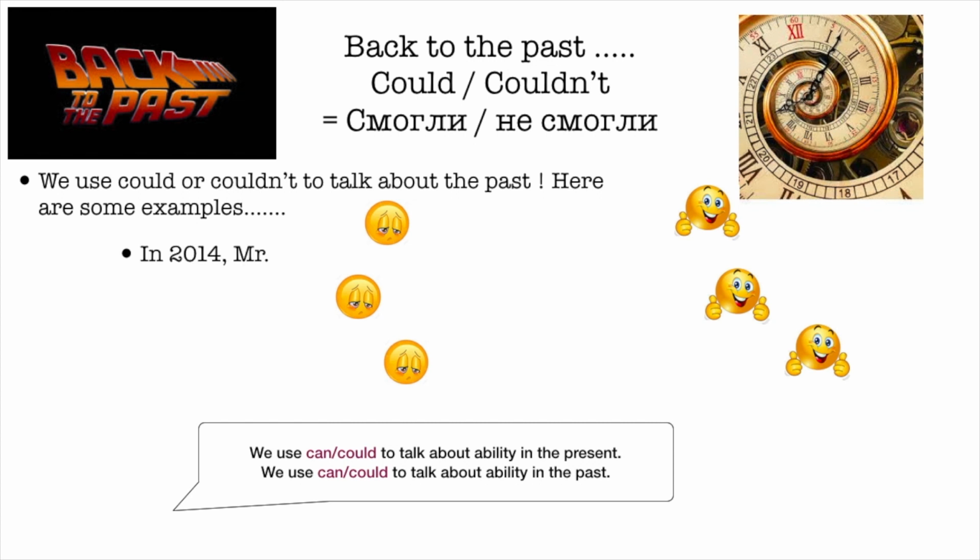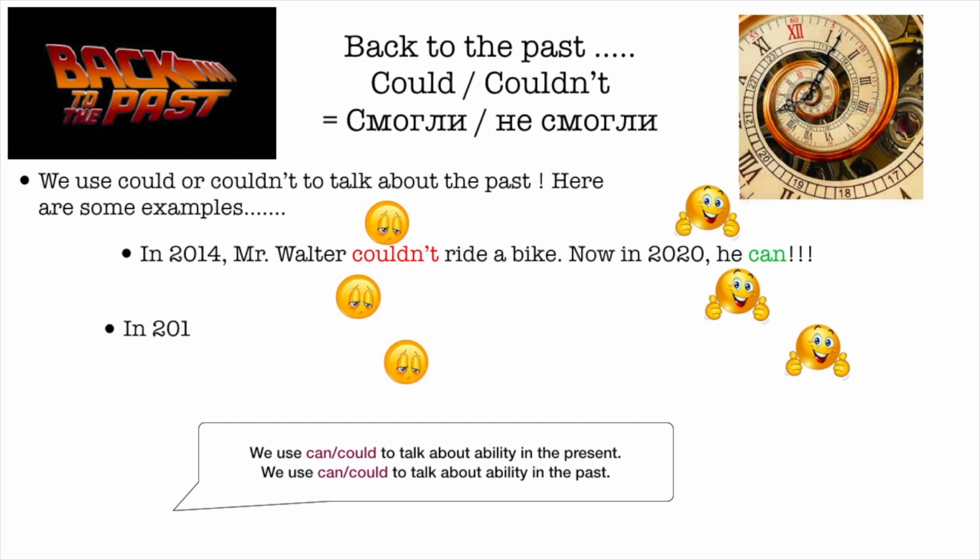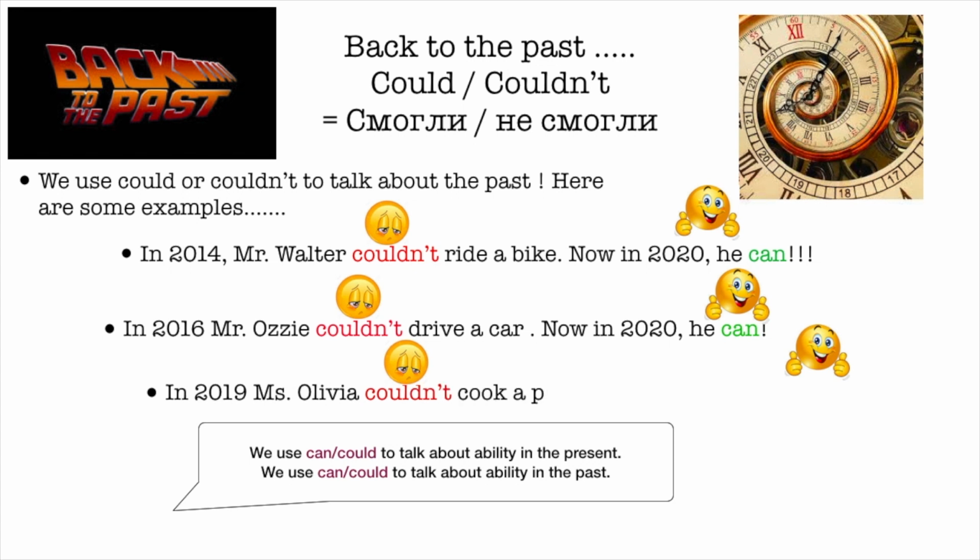Here's some examples. In 2014, Mr. Walter couldn't ride a bike, but now in 2020 he can. In 2016, Mr. Ozzy couldn't drive a car. Now in 2020, he can. In 2019, Miss Olivia couldn't cook a pizza. Now in 2020, she can.